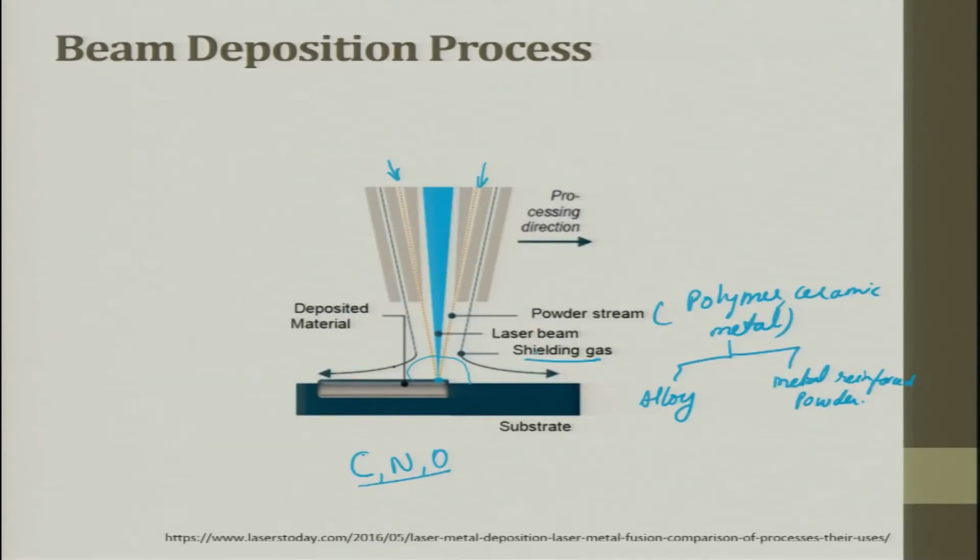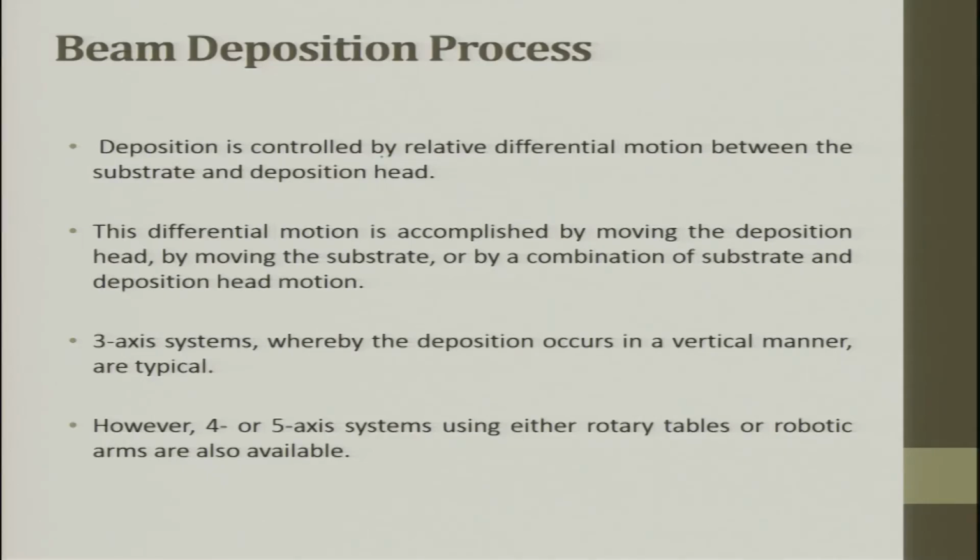And this is also interesting. If you want to do die correction, if there is a worn out die, you want to add material, do some correction, and then you want to do some gouging process to remove the excess material, you can use this process and get it done. The deposition is controlled by relative differential motion between the substrate and the deposition head. This differential motion is accomplished by moving the deposition head, by moving the substrate, or by combining the substrate and the deposition head. See, it is interesting.